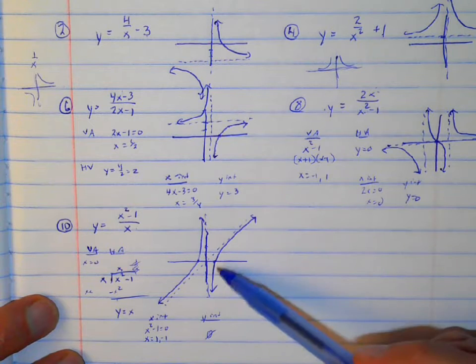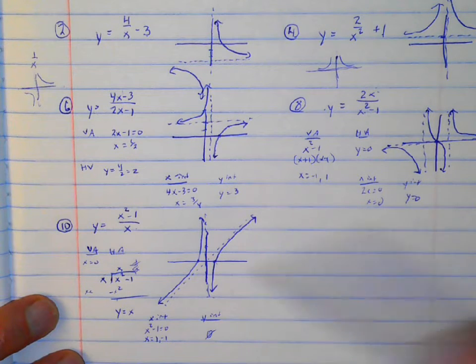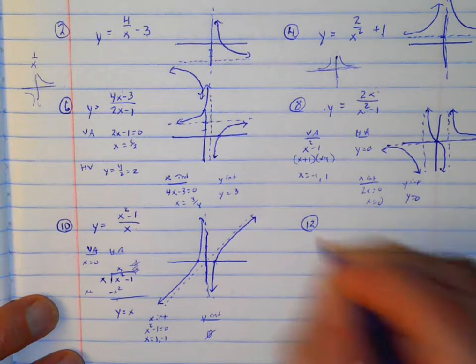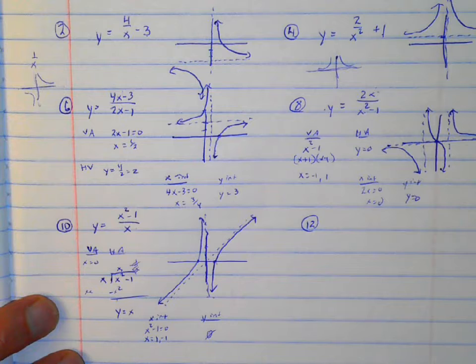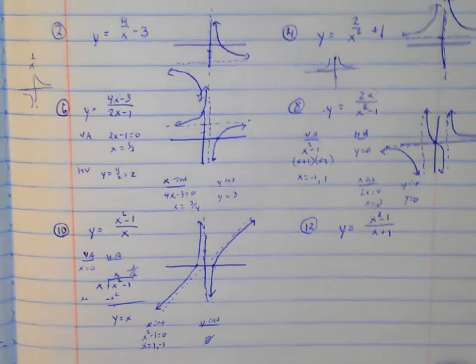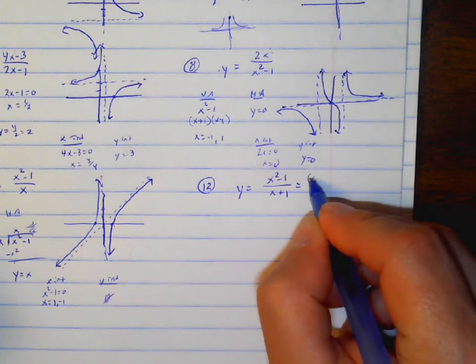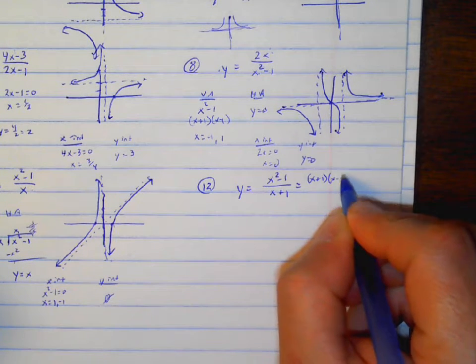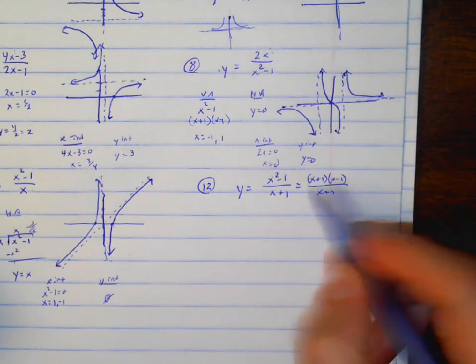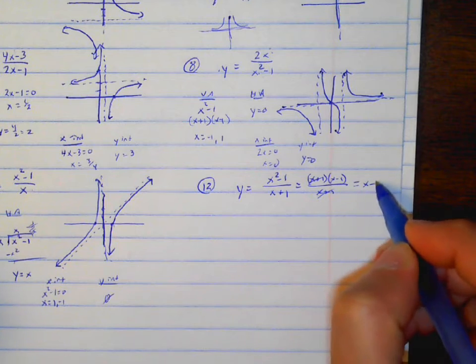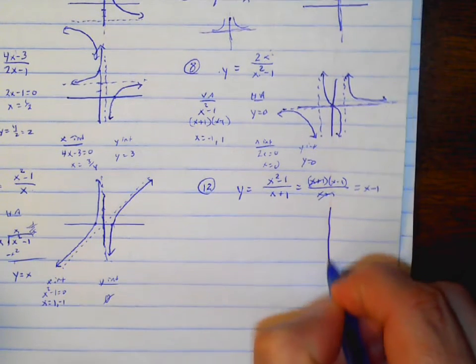Okay, since we have the graph going through there and we have the asymptotes as our guide. Okay, number 12. Hopefully you'd realize this: if you factor this, x plus 1 and x minus 1 over x plus 1, those would cancel, so we just have x minus 1. But it still means we have a hole, right?